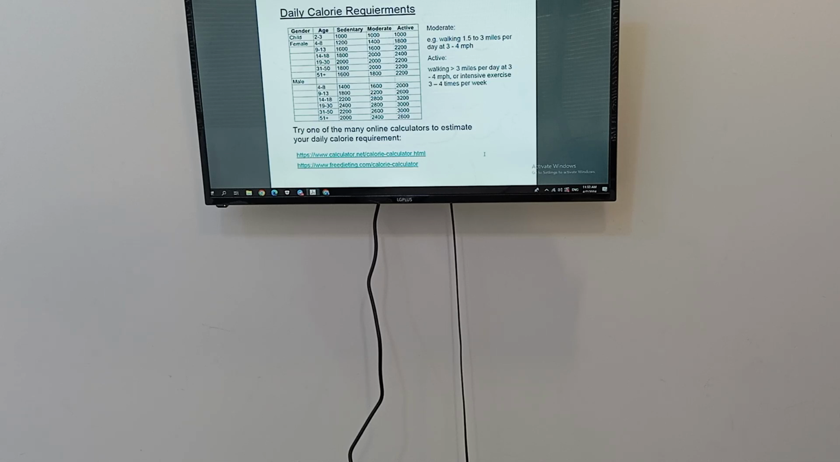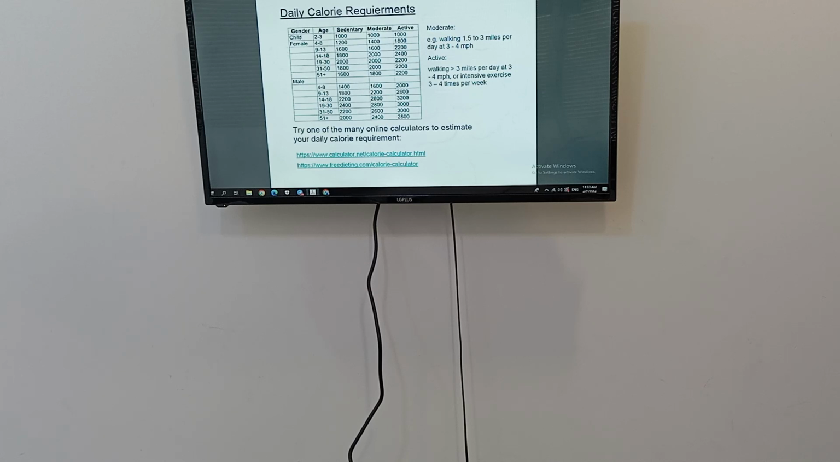Daily calorie requirement for each person will differ according to their gender, their age, and whether they are sedentary, moderate or active. This is their daily movement. Sedentary means the person doesn't move or get up from their place much. Moderate means our movement at work and at school, this is considered moderate, and active means people who are sport people or they go to the gym.